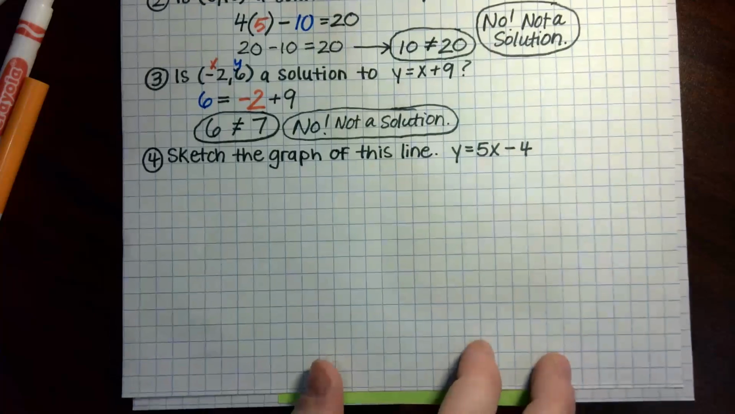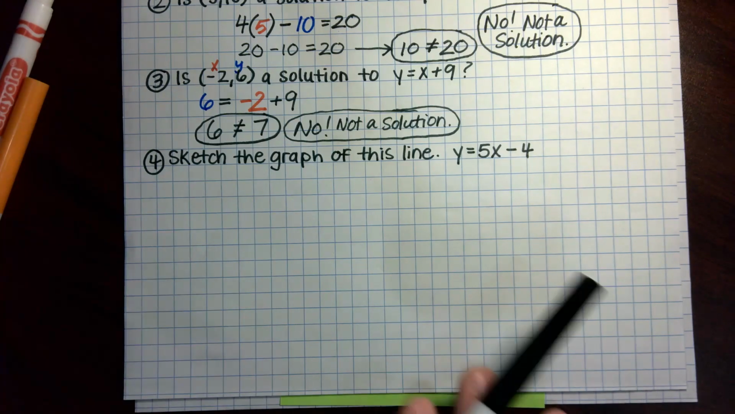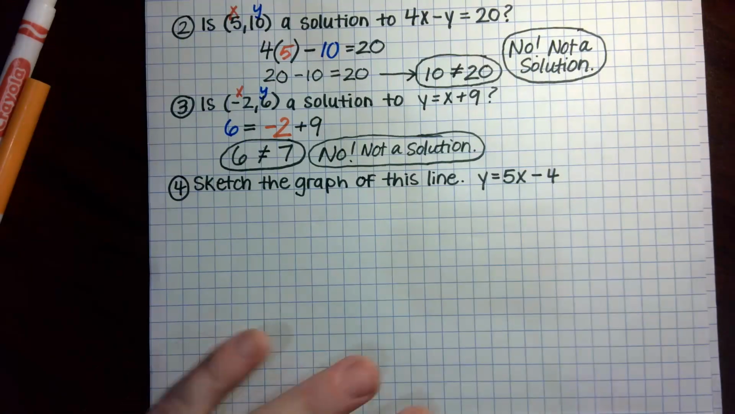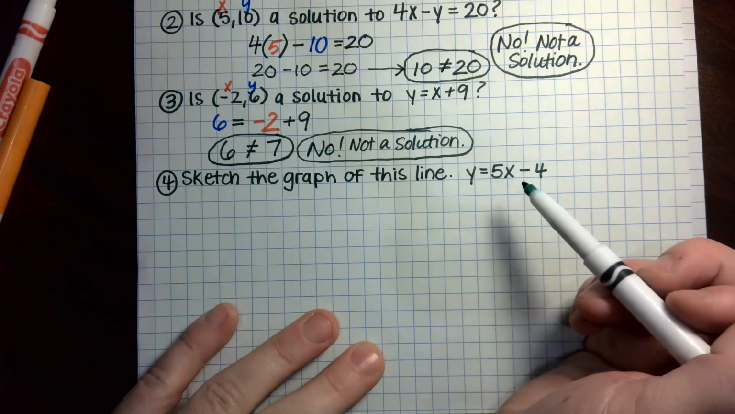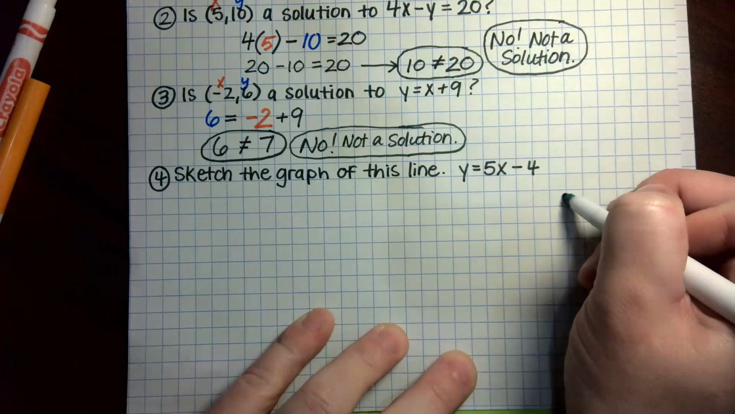All right, guys. Number 4 says sketch the graph of this line. We have y equals 5x minus 4. Who can tell me how we might go about sketching the graph of this line? I just went 1, 2, 3. Okay, 1, 2, 3. Where are you putting that 1, 2, 3? What are you doing there? Put it next to the 5. Okay, so what Michael's doing is he's picking x values, and then what are you doing after you plug the x value in? Solving for y. Yeah, solving for y.